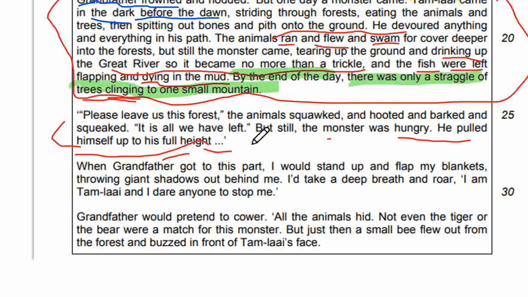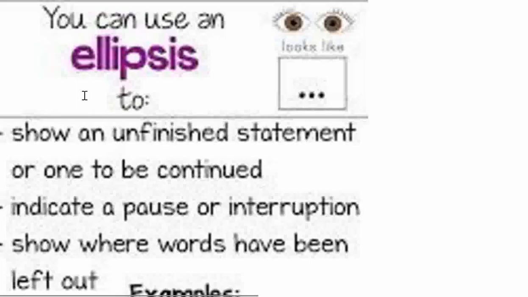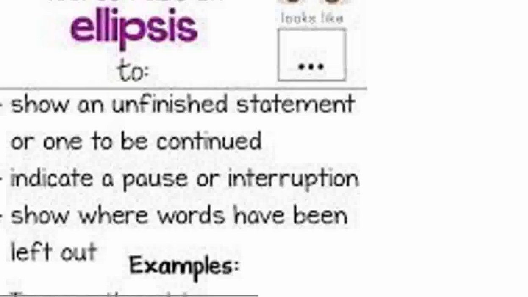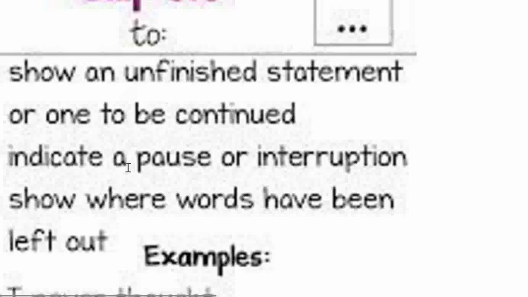So there is an interruption here, or a pause. Let's see the function of ellipsis. So we can use ellipsis to show an unfinished statement, or one to be continued, or to indicate a pause or interruption, or to show where words have been left out. These are examples of ellipsis. Snow White, Goldilocks, and Three Dots, very popular story for children. So our answer will be, it indicates a pause or interruption.